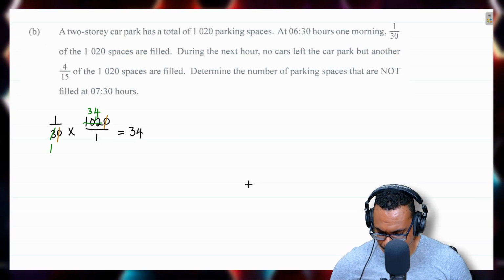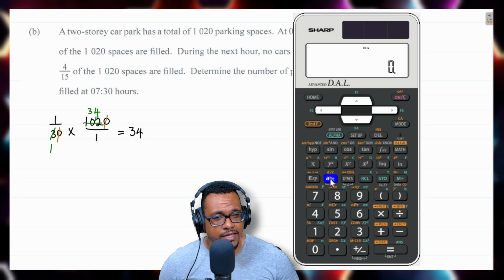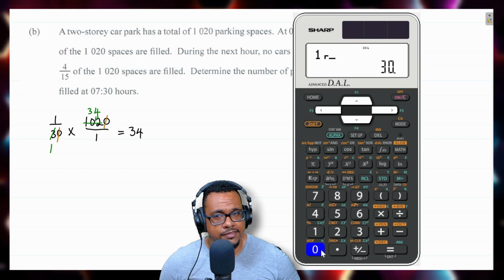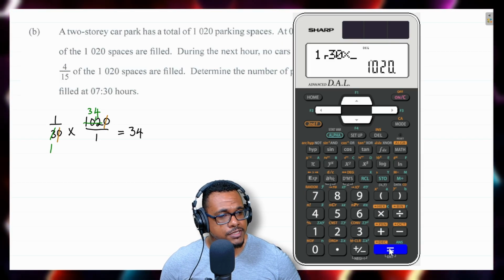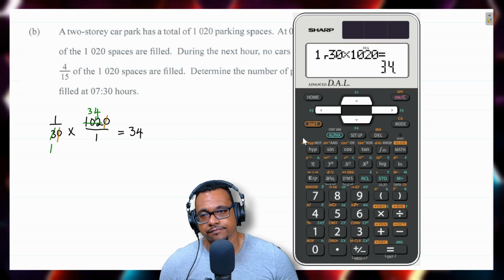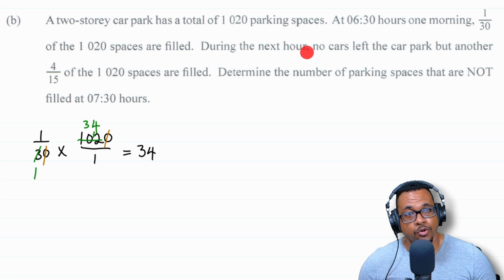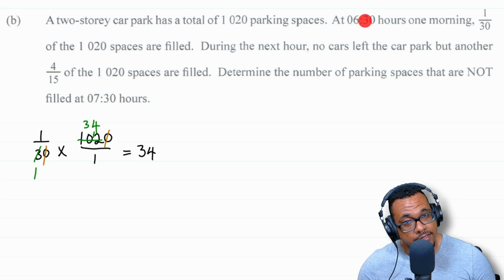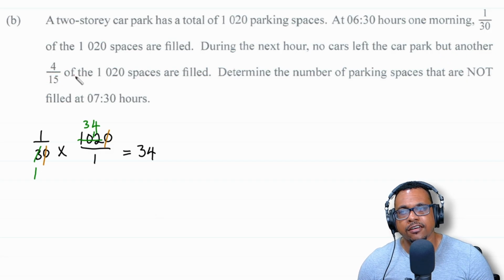Now let's use the calculator. So if I go on the calculator and use my fraction button, being this button here, I can put 1 over 30 like this, and that's simply multiplied by 1,020 like that, press equal, and you see you get 34. So now let's keep reading. So we have during the next hour, so 1 hour away from 6:30 will be 7:30 in the morning. So during the next hour, no cars left the car park, which means we still have 34 cars in the car park. But another 4/15 of the 1,020 spaces are filled.